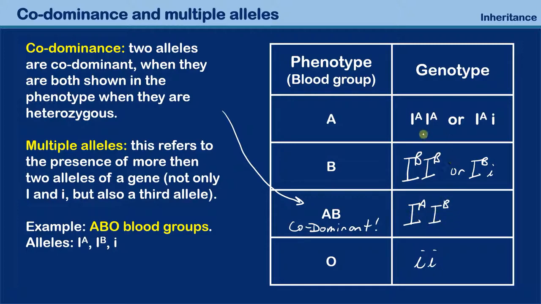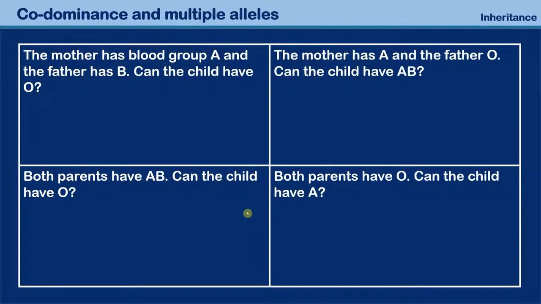Because we have multiple alleles, IA, IB, and little i, there are now more combinations possible. This makes it very useful, or at least in the past, the blood group tests could be used to figure out who the father of a child is. If there was some uncertainty, sometimes, if you were a little bit lucky, certain possibilities could be ruled out. I'm going to now give you four examples of this. The mother has blood group A and the father has B. Can the child have blood group O?